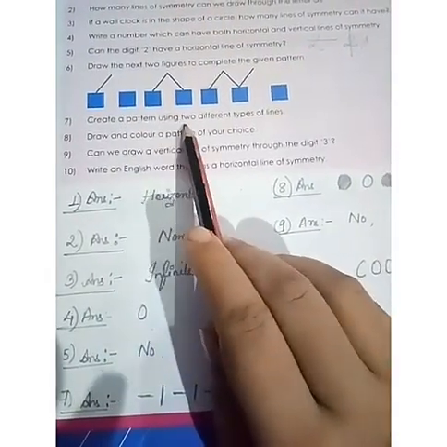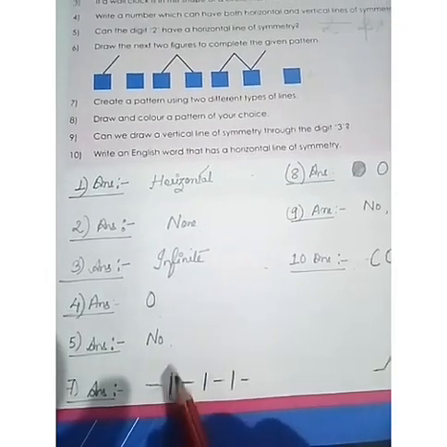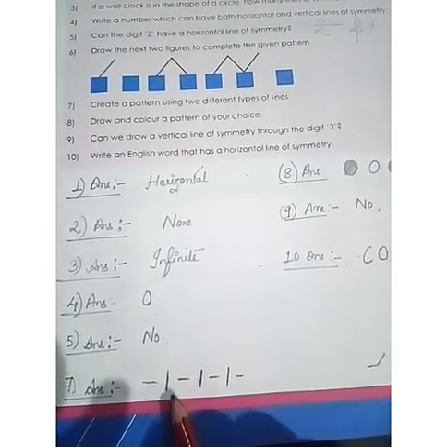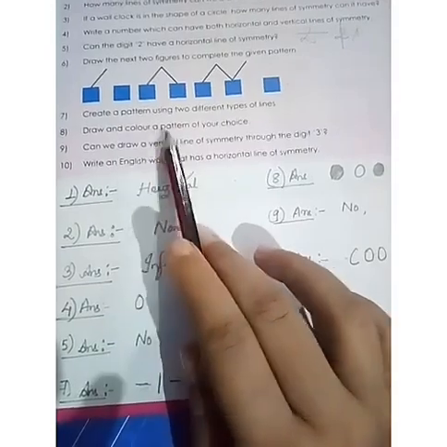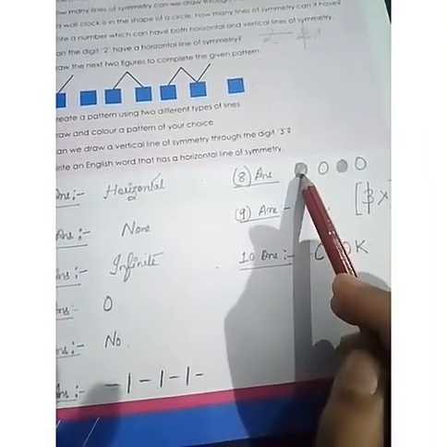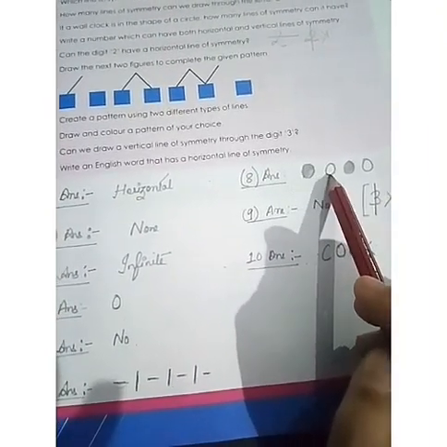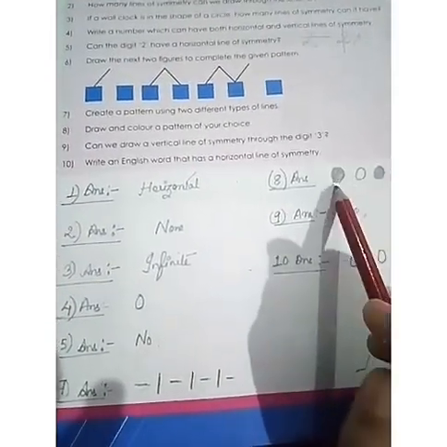Create a pattern using two different types of lines. Okay, so I have taken two different types of lines. I have drawn a pattern here. You can do a pattern of your choice also, but it should involve lines. Draw and color a pattern of your choice. Okay, so I have taken a circle here and sketched it with a pencil, gray, white. You can take any pattern, any objects, and you can color on your own.